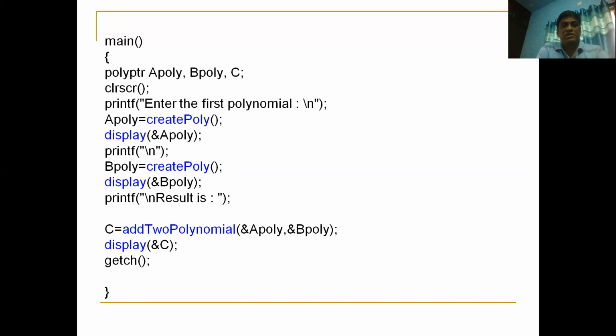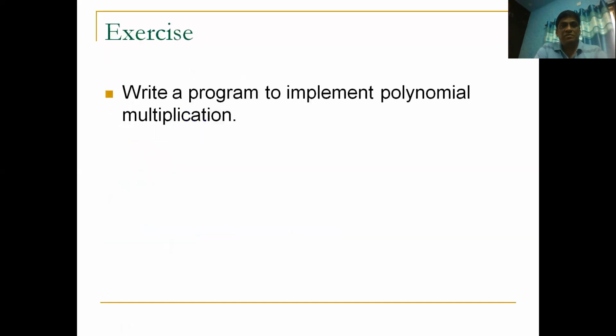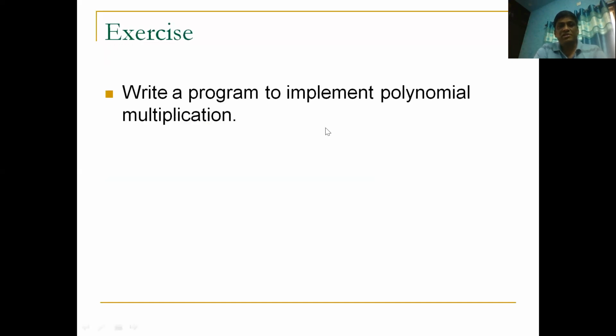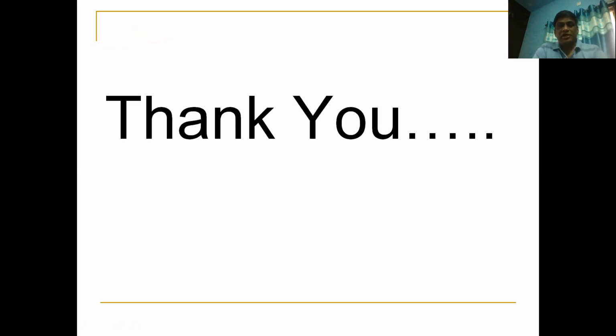And now, based on the information that we finished now, I'm giving you a task to implement the polynomial multiplication. So I hope you know how to perform multiplication operation on polynomials, and try to write the function for multiplying the polynomials on your own. Take this code, the addition of two polynomials, as a reference, and you try to implement this polynomial multiplication. Okay, so that's all for today.